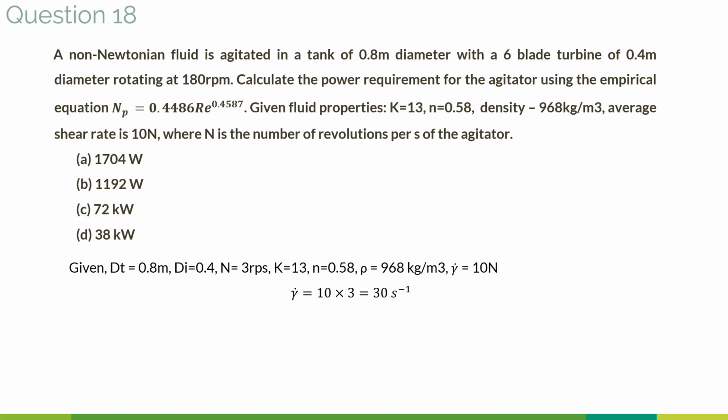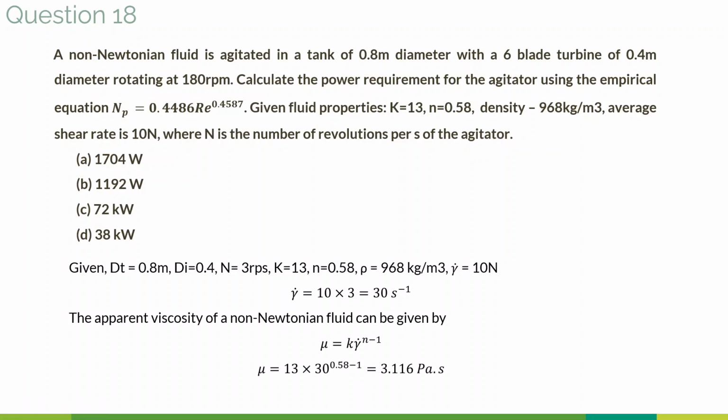So I'm first calculating the average shear rate, which is 10 into N. So 10 into 3 is equal to 30 second inverse. And if you remember, the apparent viscosity of a non-Newtonian fluid can be given as mu apparent is equal to K into gamma dot to the power n minus 1. From the problem, you have K given as 13, you have n as 0.58, and you just calculated gamma dot to be 30 second inverse. So with this, you can calculate the apparent viscosity of the fluid, which is 13 into 30 to the power 0.58 minus 1, which is equal to 3.116 Pascal second.